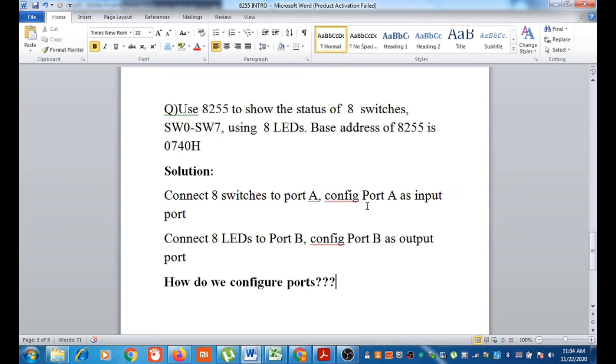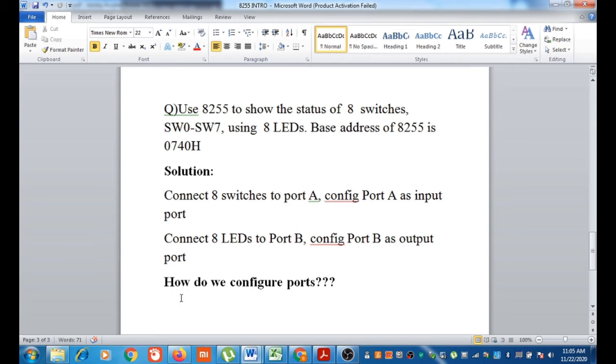Let us configure port A as input port and connect 8 switches to port A. That is, through port A we are reading the status of these 8 switches. Then we are outputting the status to port B. To port B we are connecting the 8 LEDs.